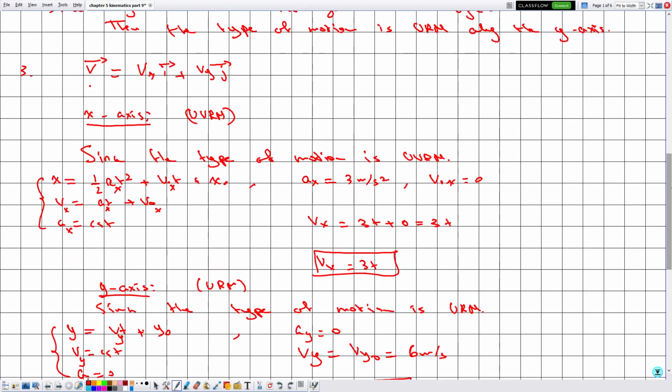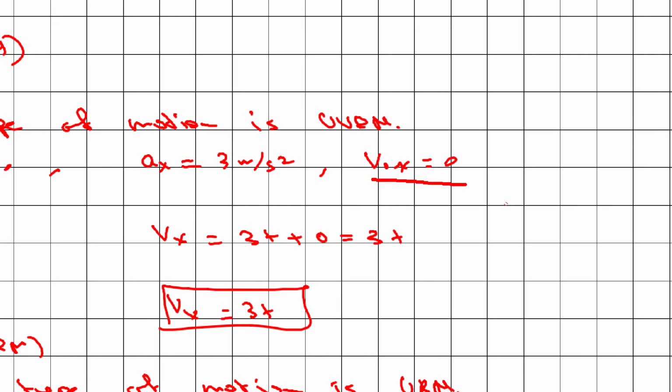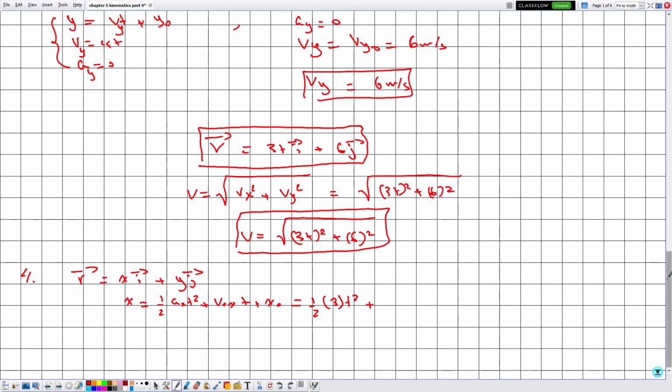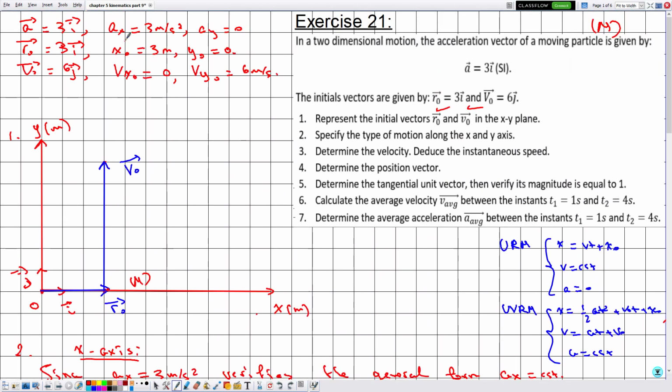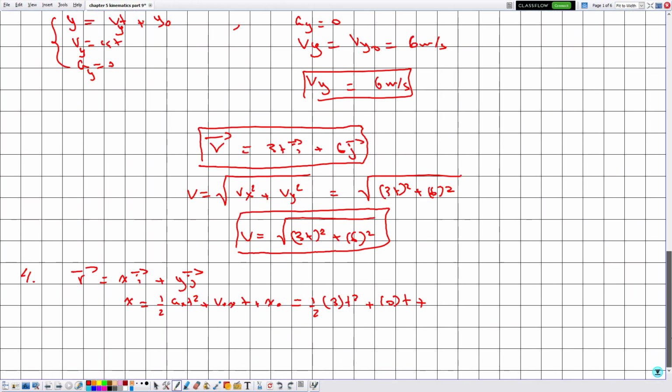The value of v0x is given by 0. And the initial position along the x-axis is given by 3. Then this is equal to 3 over 2 t to the power 2 plus 3.